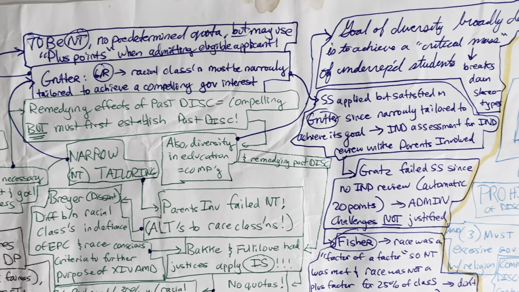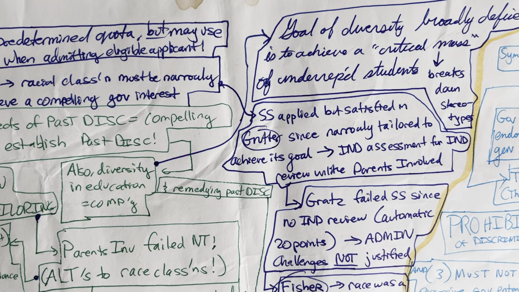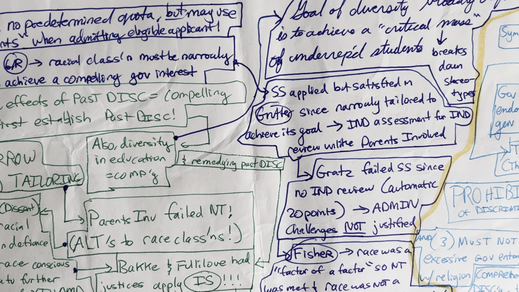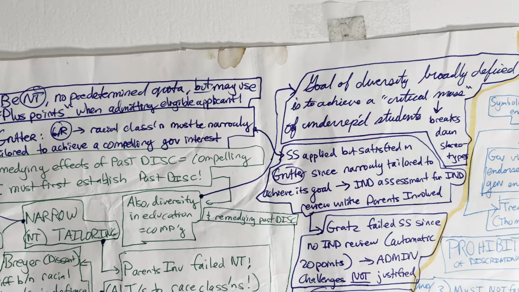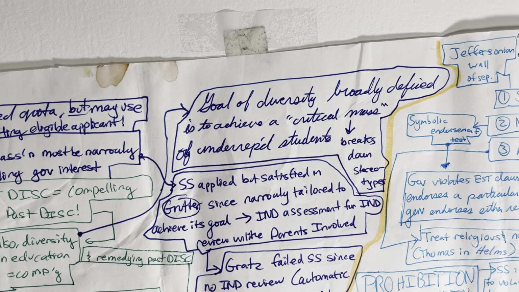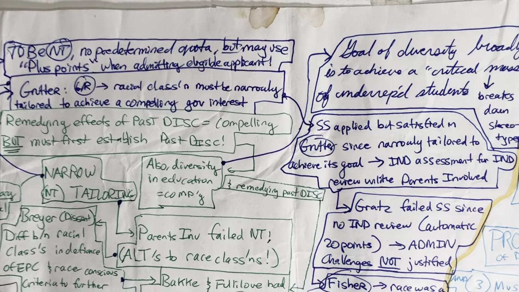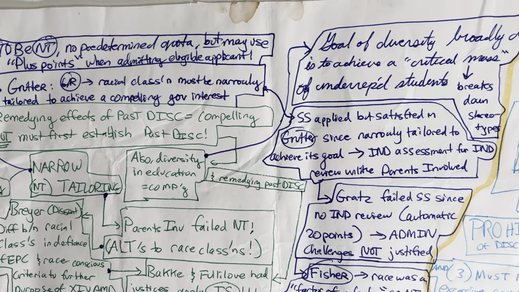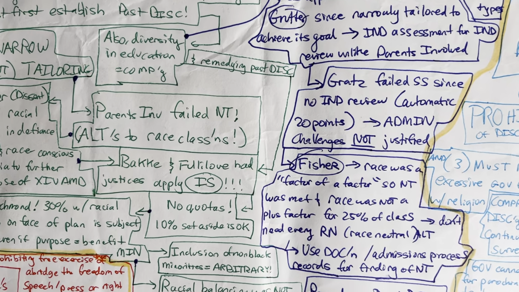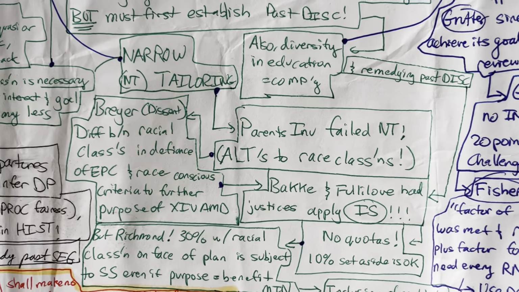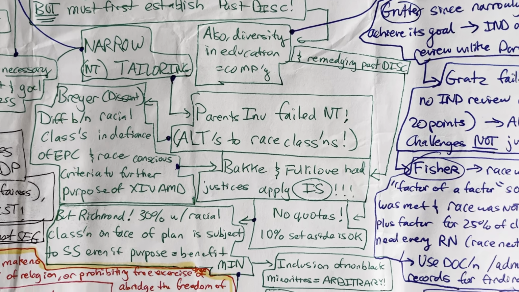So that's an example where strict scrutiny applied, but was satisfied in Grutter since it was narrowly tailored to achieve its goal, versus Gratz, distinguished by an independent assessment, an independent review. Remember that the goal of diversity is broadly defined as to achieve a critical mass of underrepresented students to break down stereotypes. However, Gratz failed strict scrutiny since there was no independent review. It was just an automatic 20 points awarded to members of a race. That's too much. Administrative challenges were not justified.